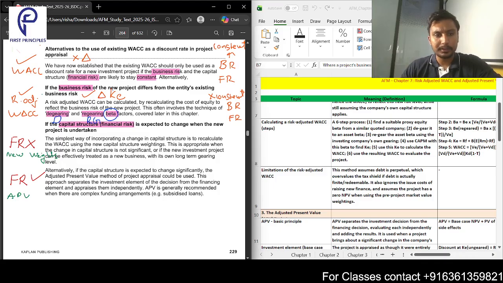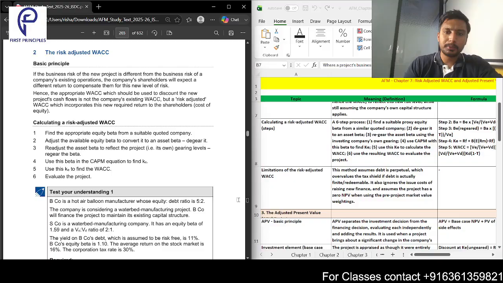Okay, so that is all about this, that when do we use the APV, when do we use new weights and when do we use risk adjusted WACC. Moving on now, talking about the risk adjusted WACC.